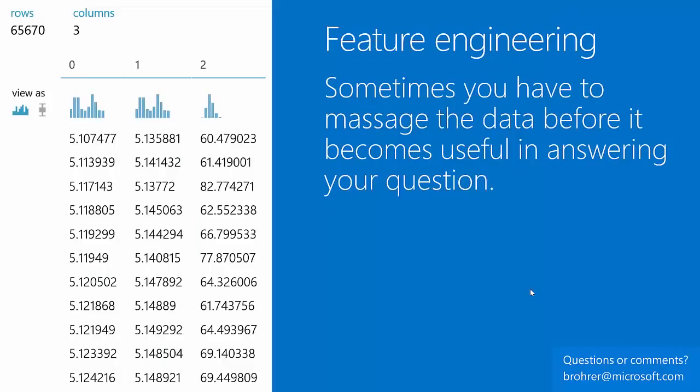Sometimes the data that you get needs a little bit of massaging before it can help you answer your question. This is called feature engineering. That's just a fancy word for taking the features that you already have and doing something to them, to change them, combine them, break them down. I'll show you an example of this.